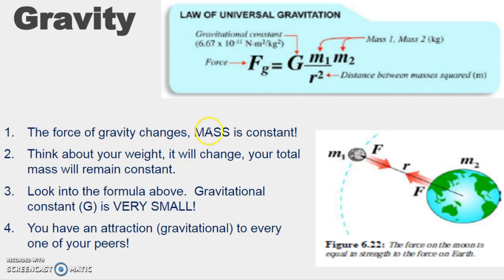The force of gravity changes. Mass is constant. Think about your weight: it will change, but your total mass remains constant. Look at the formula above. The gravitational constant, capital G, is very, very small. It would be 10 zeros before this 6 here. So it's tiny, but that means something very unique that you've probably never thought of.